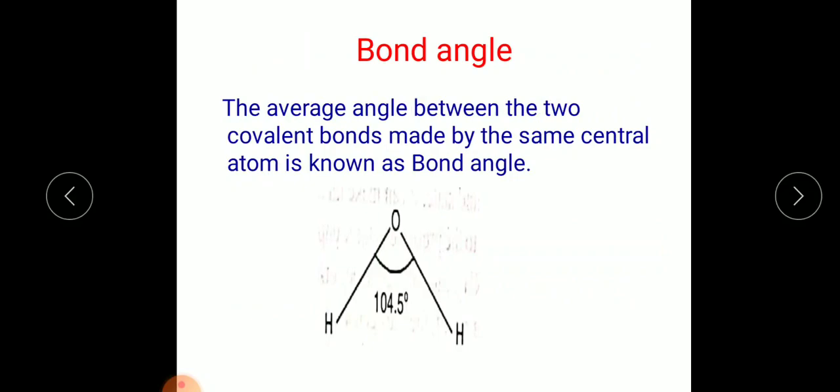Now, the next topic is bond angle. What is bond angle? Bond angle is the average angle between the two covalent bonds made by the same central atom. So the angle made by the two bonds with the same atom is known as bond angle. This is an example of a water molecule. We have two hydrogen atoms and oxygen in the middle, and the bond angle between them is 104.5 degrees.